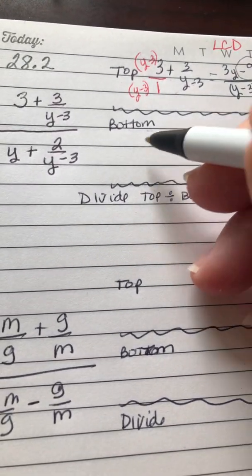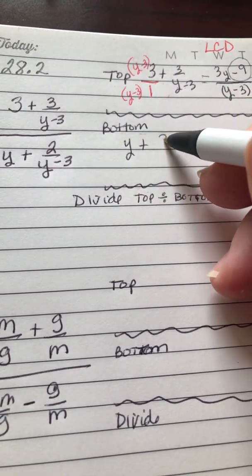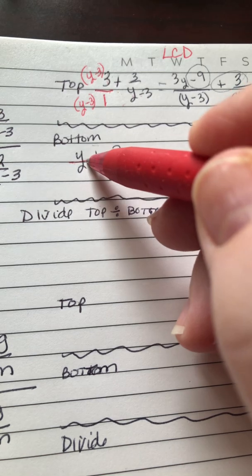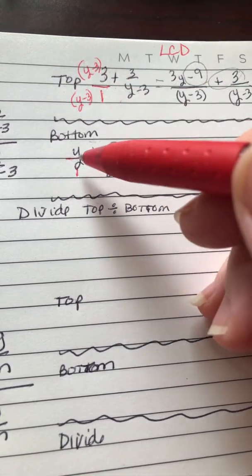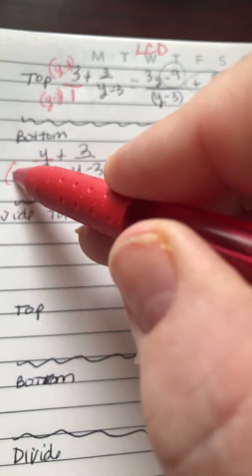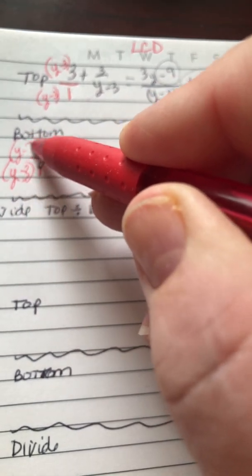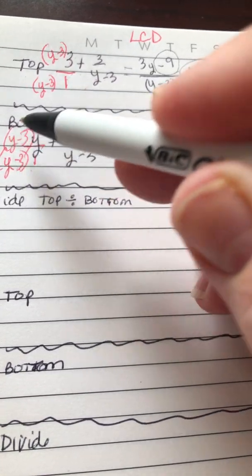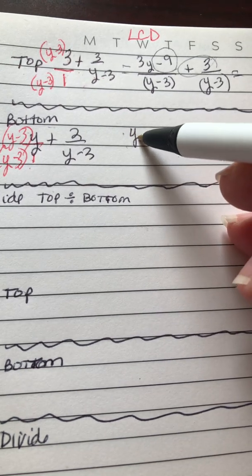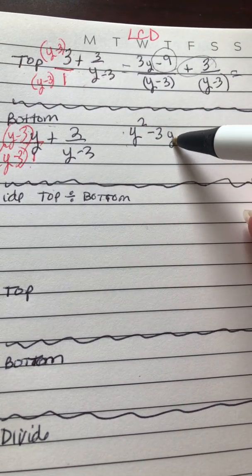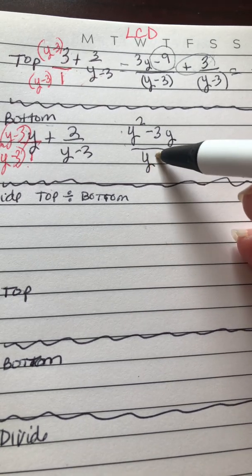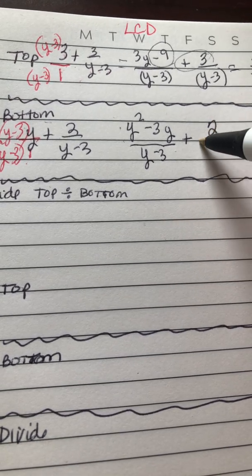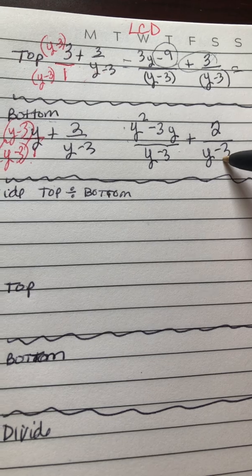Now the bottom, we'll do the same thing. We have y plus 2 over y minus 3. We want them to have the same denominator. And this has a 1, just like that one did up here. So our denominator would be y minus 3, that's common. So we're going to multiply both the top and the bottom by y minus 3. So y times y and y times negative 3. So we get y squared minus 3y on top over y minus 3 on the bottom plus 2 over y minus 3 on the bottom.